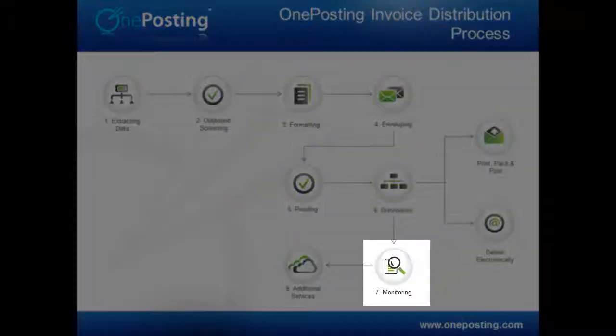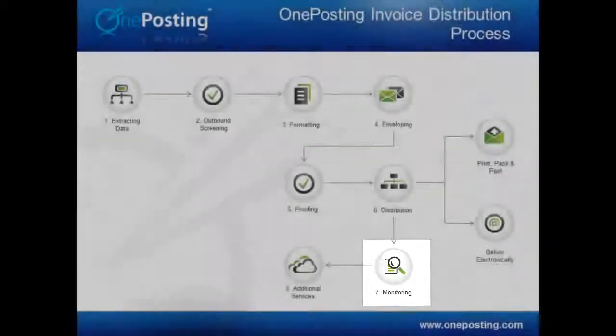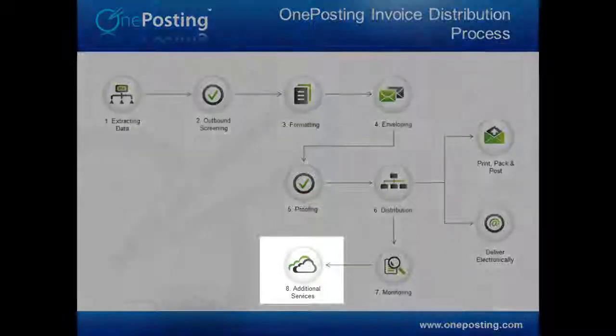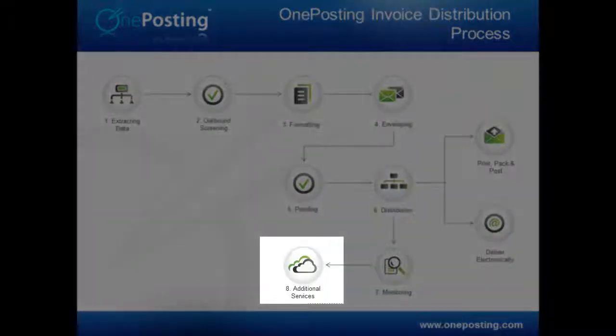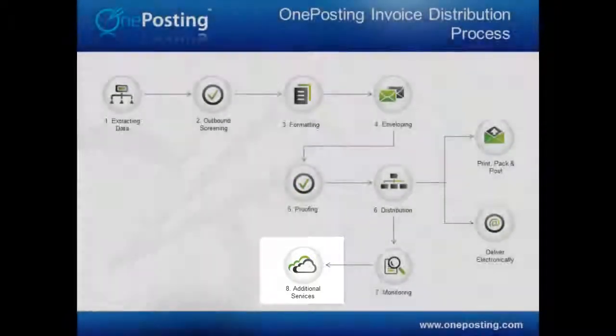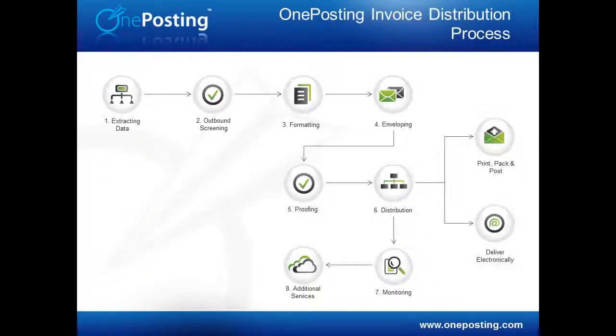Once documents have been distributed, monitoring facilities are available to give you visibility of items such as undeliverable post, invalid email addresses, and customers who have not opened their electronic invoices. Finally, there are other services available to streamline the billing cycle in order to reduce the time taken to get paid, but they are dealt with in other videos.